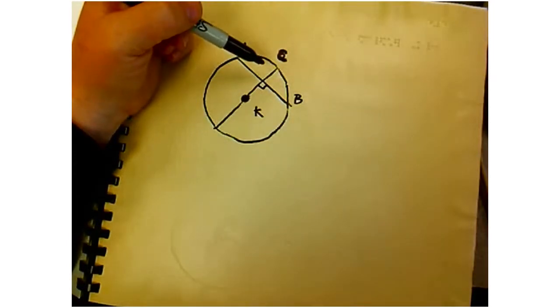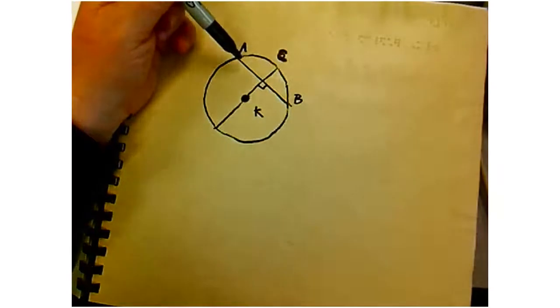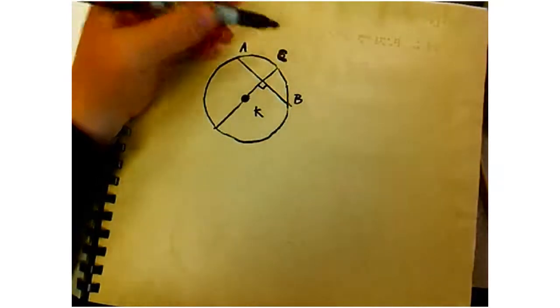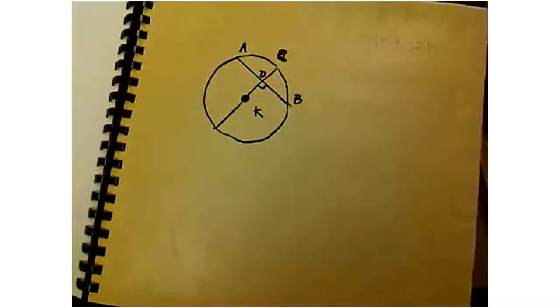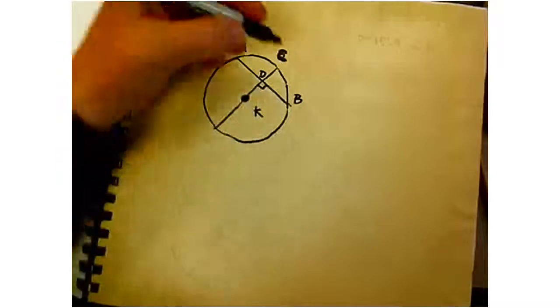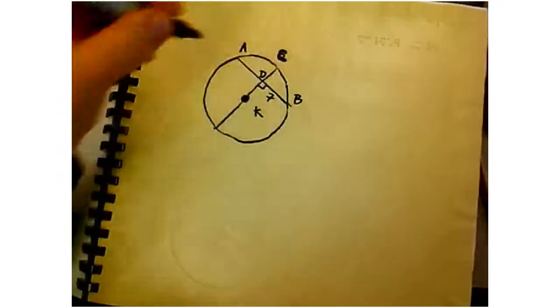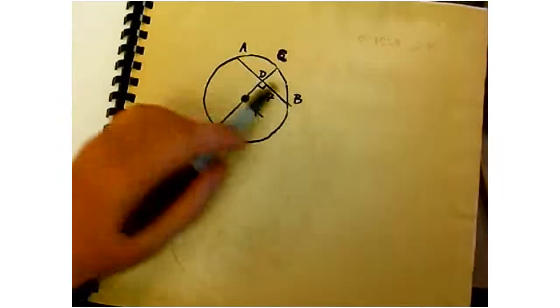So from where that intersects, they're calling that point D. So at that D intersection, those are right angles, okay? From D to B is 7 units.